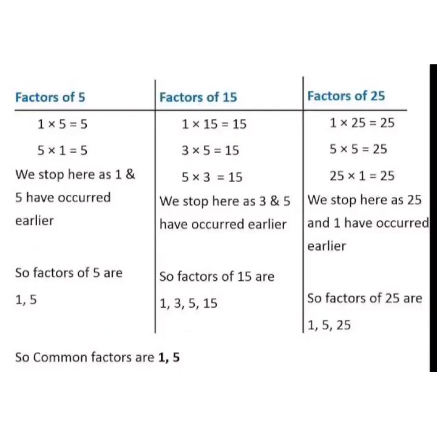Now children, again we have to find the common factors of three numbers, that is 5, 15 and 25. The factors of 5 are only two, that is 1 and 5, because it is a prime number. Then the factors of 15 are 1, 3, 5 and 15, and the factors of 25 are 1, 5 and 25. So the common factors of 5, 15 and 25 are 1 and 5.